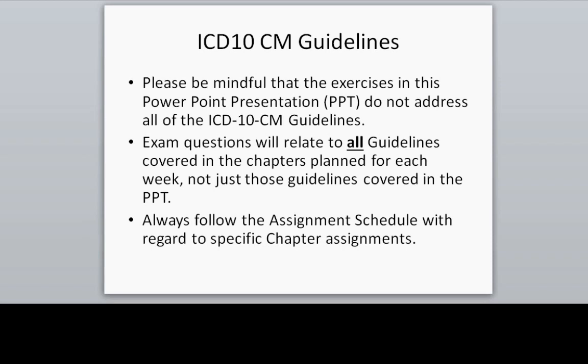Always follow the assignment schedule with regard to specific chapter assignments. If you have any questions, please post them in the discussion board along with the attempted path you have used to find the code, and I will be happy to help you.